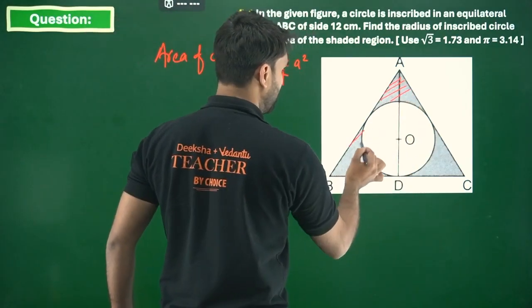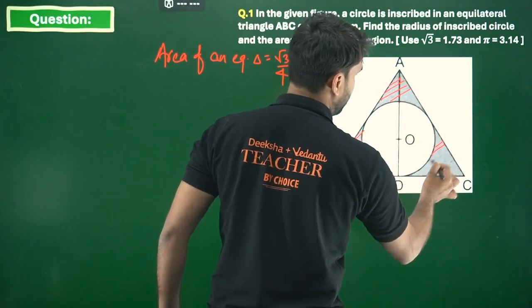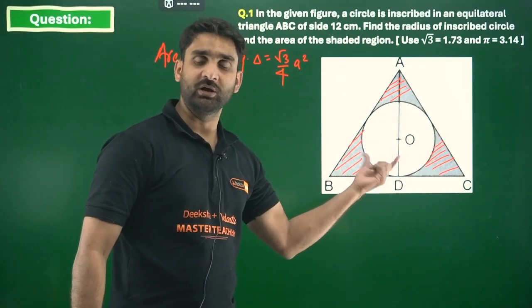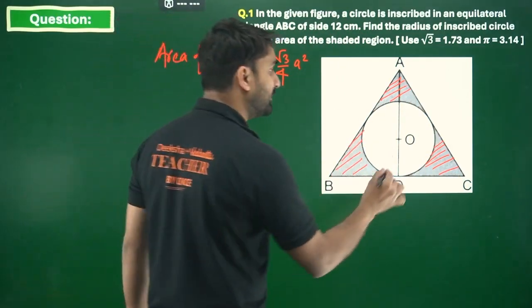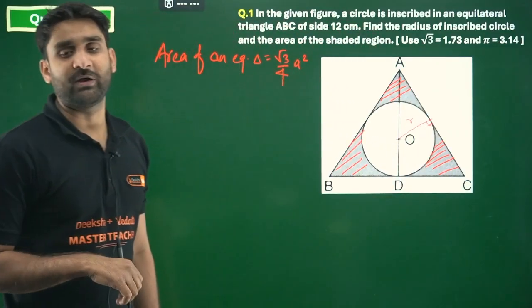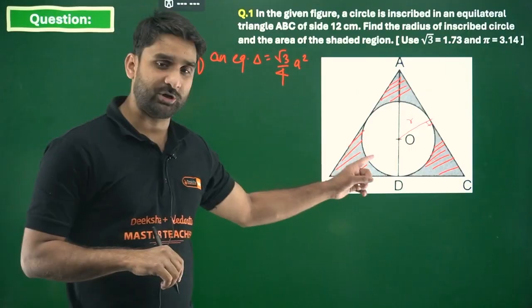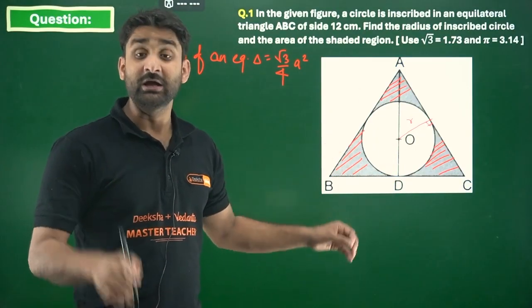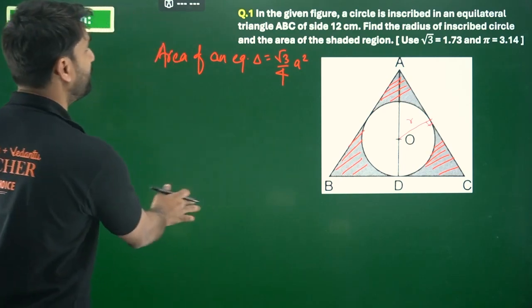So what we can do here is take the area of the triangle minus the area of the circle, and we can get the result. But to find the area of the circle, we should have the radius. Without the radius, we cannot find the area of the circle. So in this question, we have to find the radius first, then we can find the area of the shaded region. Go and practice this question. Moving to the next question.